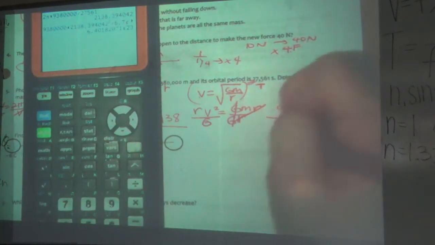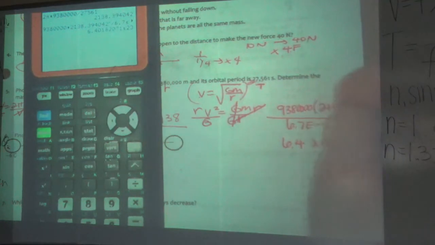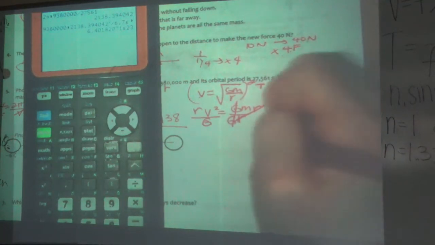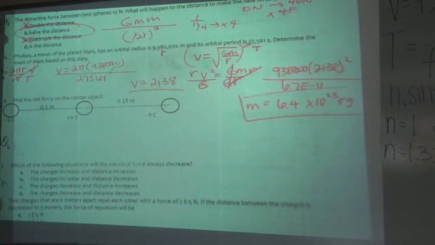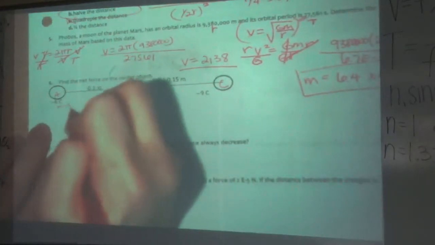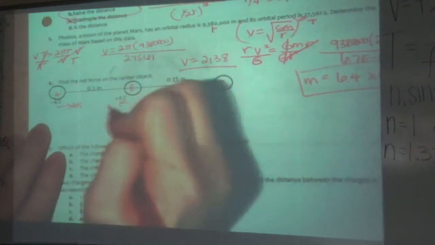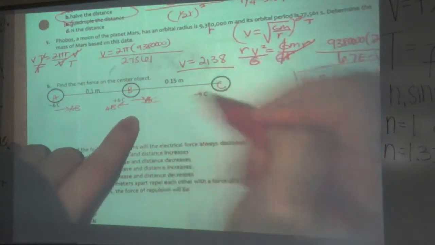And that gives me 6.4 times 10 to the 23 kilograms for my mass. Number 6, the net force on the center object. I'll call this A, B, and C. I want the net force on this one, so let's look. A and B are going to attract each other, and then B and C are also going to attract each other.